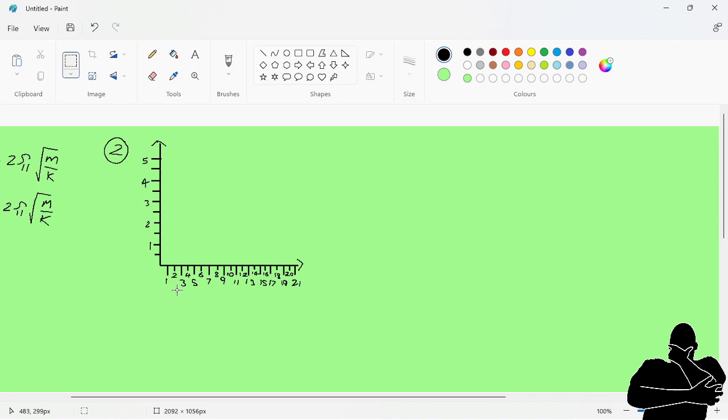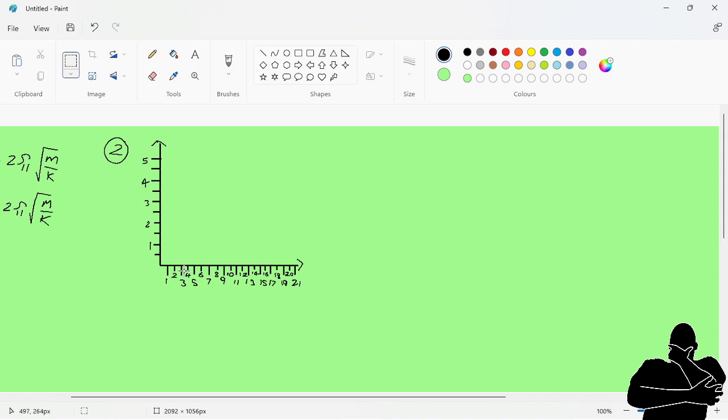On the x-axis, I went up to 21. And let's just say I had 21 graduation marks, right? So it would be 21 divided by 21, which is 1. So each graduation mark is 1 unit, which is why the first graduation mark is 1.